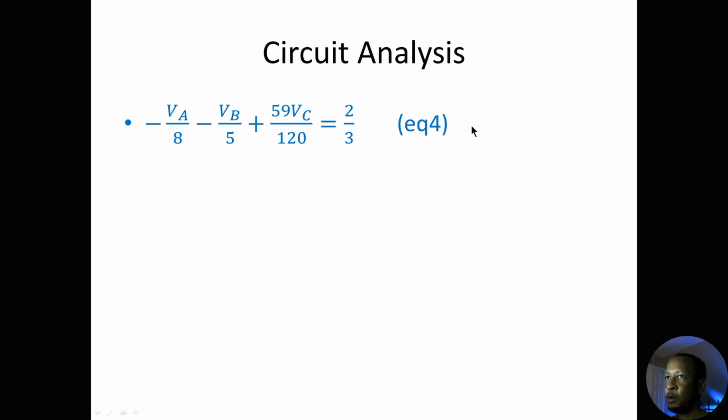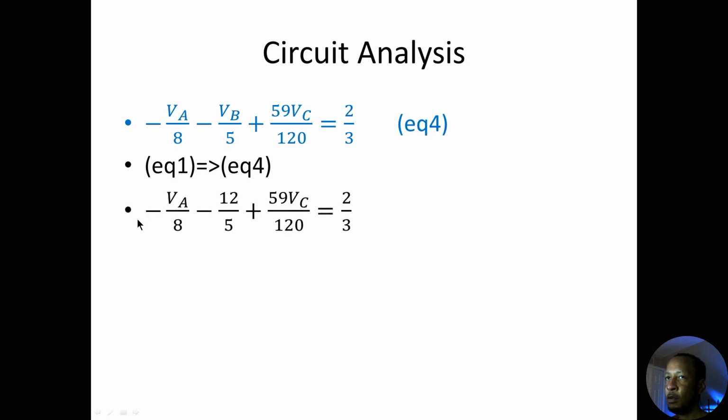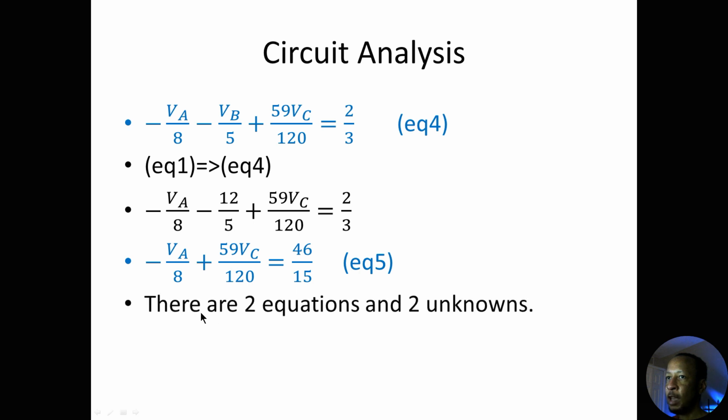That's equation number 4. Next we're going to take equation 1 and put it into equation 4. And what we have here next is negative VA over 8 minus 12 over 5 plus 59 VC over 120 equals 2 over 3. Then next we have negative VA over 8 plus 59 VC over 120 equals 46 over 15. That is our equation number 5. And so we have two equations and two unknowns.